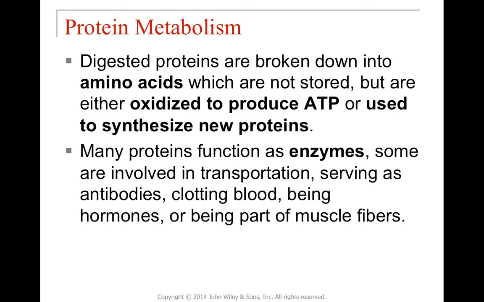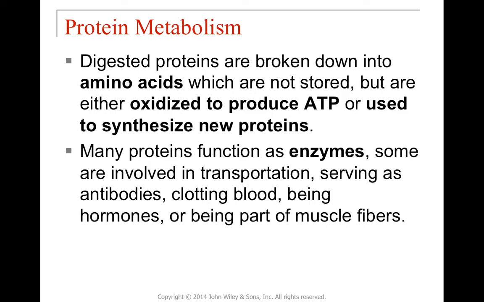A lot of different proteins are enzymes. In fact, all enzymes are proteins. Now, not all proteins are enzymes, but all enzymes are proteins, and they're involved in all sorts of processes in the body. These guys are the actual cellular workers. These are the blue-collar workers of the cell. So they're involved in transportation. Some of them are antibodies. We have them in blood clotting effects. They're hormones. So we've talked about a lot of different types of proteins throughout this semester. They're also found in muscle.